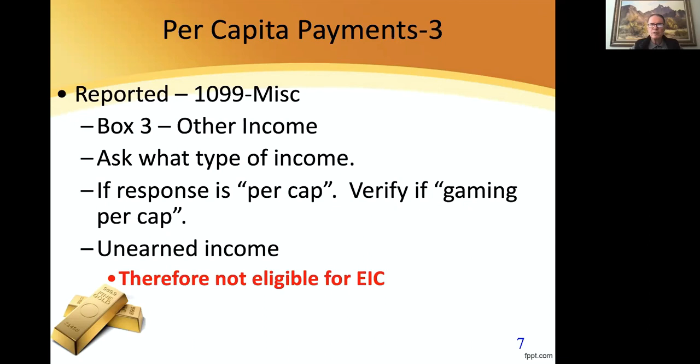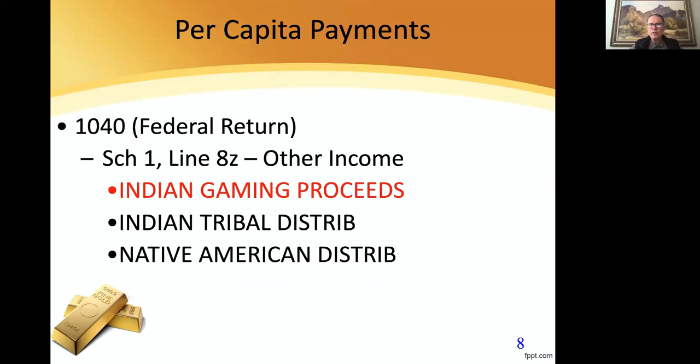So that per capita payment is reported on a 1099 miscellaneous, box 3, other income. If you see that, our question is, what type of income was it? Most of the time they say per cap, or they might say gaming per cap. In other words, it came from the casino. It's unearned income. And if we make sure that that's entered that way, then they're not eligible for the earned income credit. They didn't work to earn that. On the 1040 federal return, it goes in under Schedule 1, line 8Z as other income. Indian gaming proceeds is normally what we type in, but you could put in Native American distribution or Indian tribal distribution, etc.